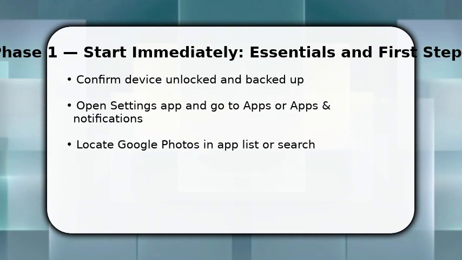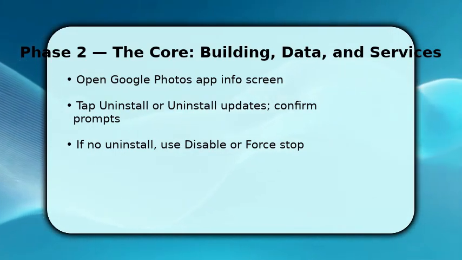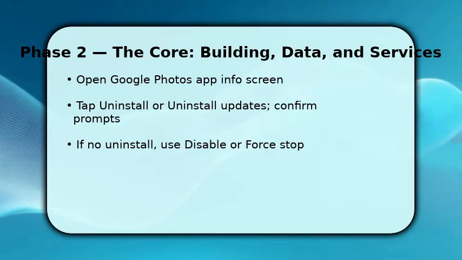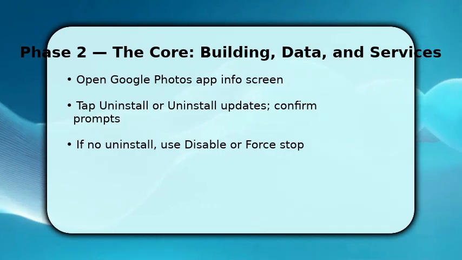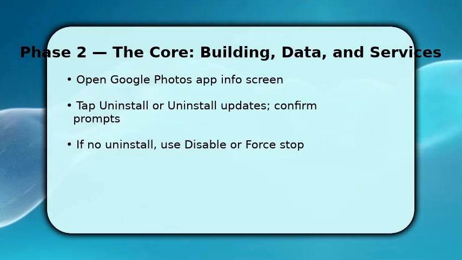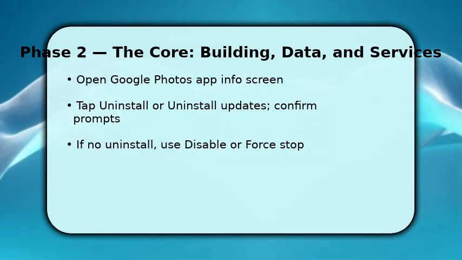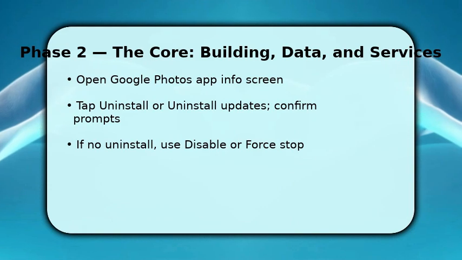Which is the next step? You'll now remove updates or uninstall Google Photos. This reduces app footprint and returns it to factory state. On the App Info screen, tap Uninstall. If only Uninstall Updates appears, select that to remove bundled updates and then tap Disable. Make sure to confirm any prompts and accept permissions removal. If Uninstall is unavailable, Force Stop then Disable to prevent it running. These steps handle different Android builds, so choose the option your phone presents to complete the removal process correctly.